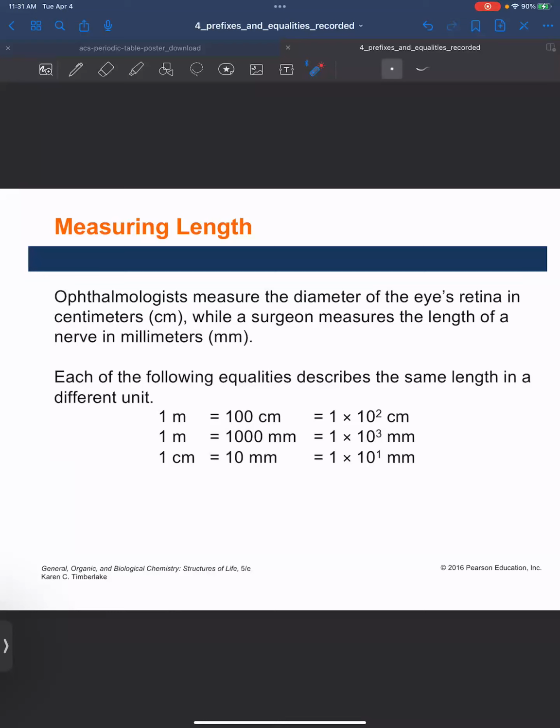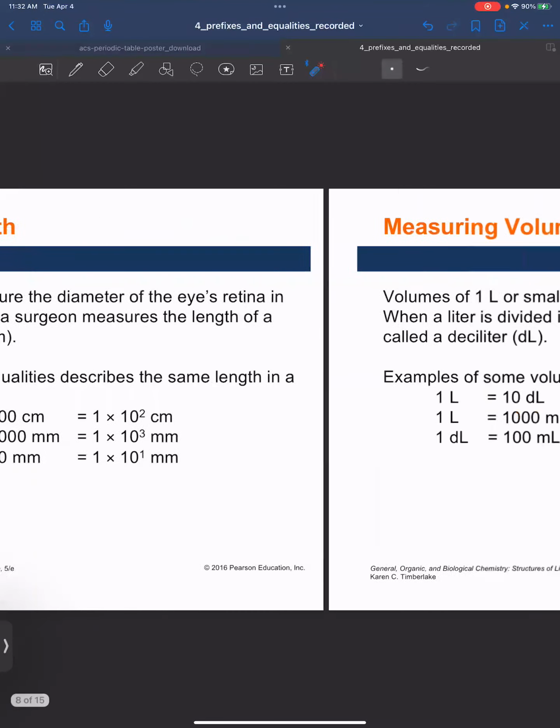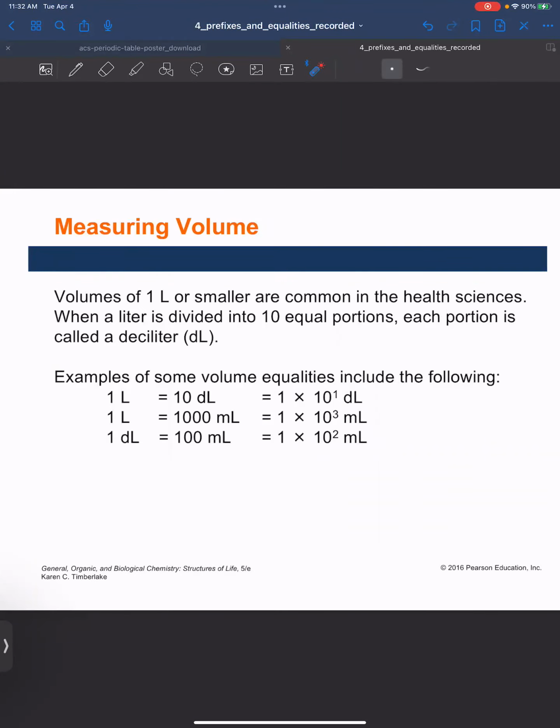And so once again, many of you plan to work in the medical field, and so you will be working with different units all the time. For example, if I was working with the ophthalmologist, I would need to provide the data in centimeters. But if I was sharing results with the surgeon, I would need to provide data in millimeters for the length of the nerve. So it's important we feel comfortable going between different units and using those prefixes. So that was for measuring length. Once again, we can use prefixes for any unit, any measurement.